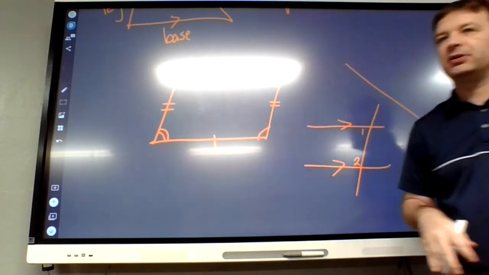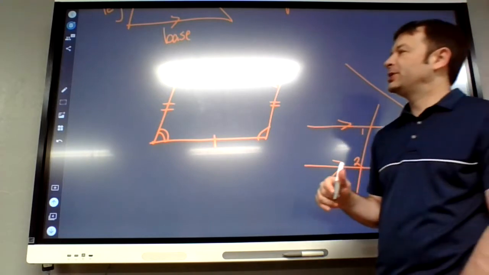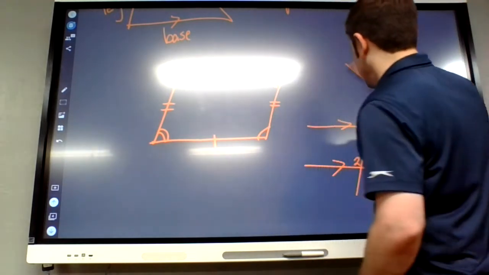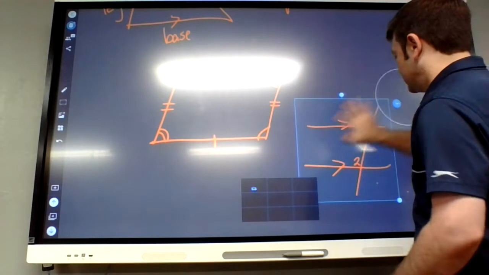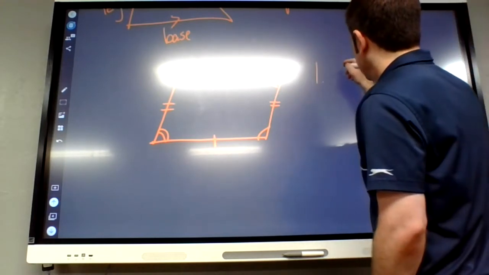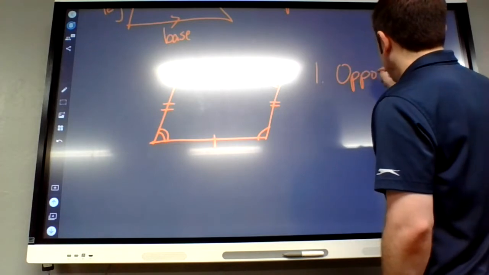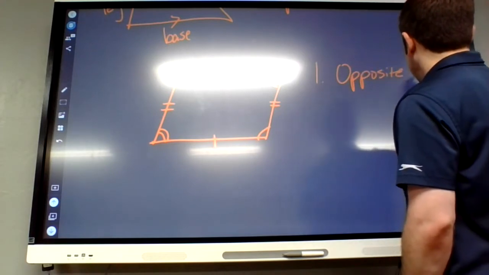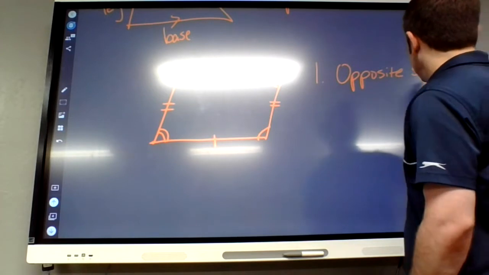So let me go back and put number one. Opposite sides congruent.